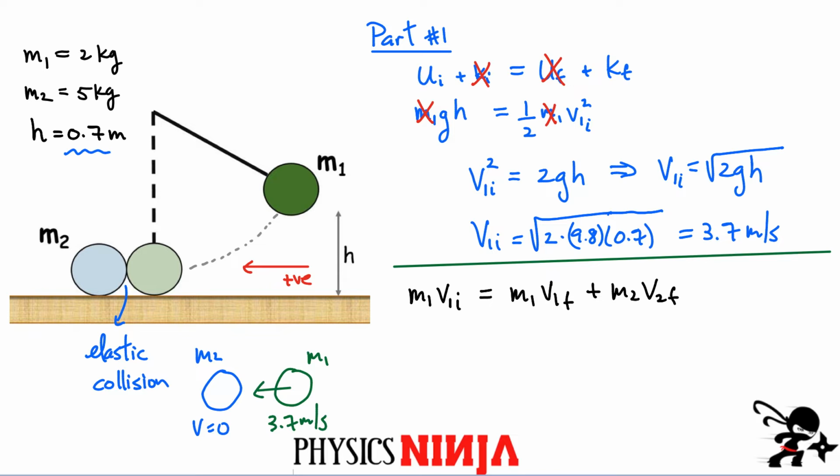So now what we do is we use the fact that this collision over here is elastic, right? We need this expression over here. If it's an elastic collision, that means I can write another equation. I can write conservation of kinetic energy.